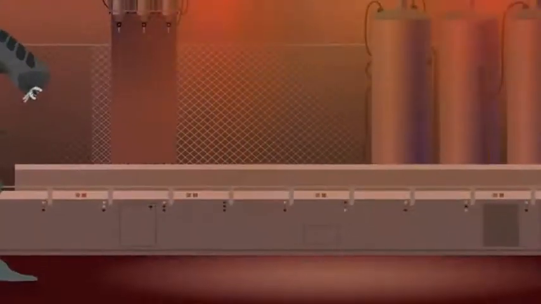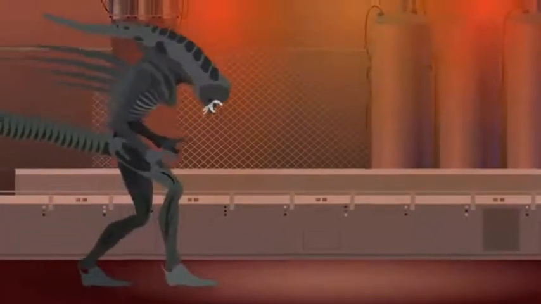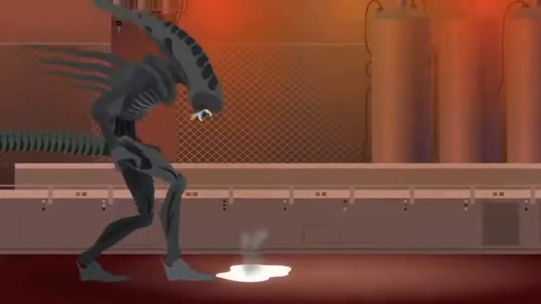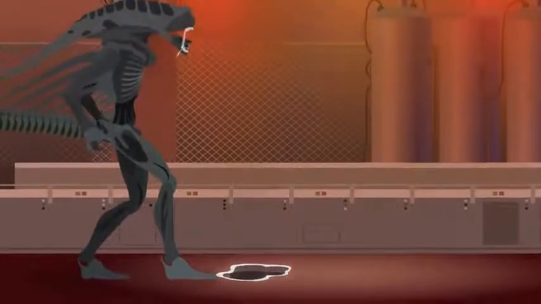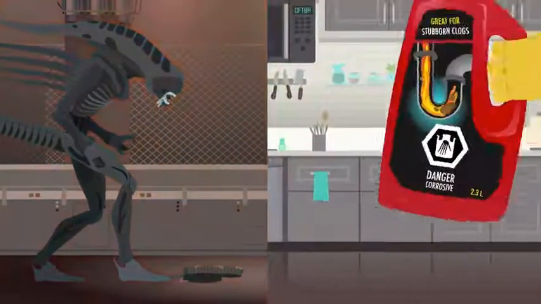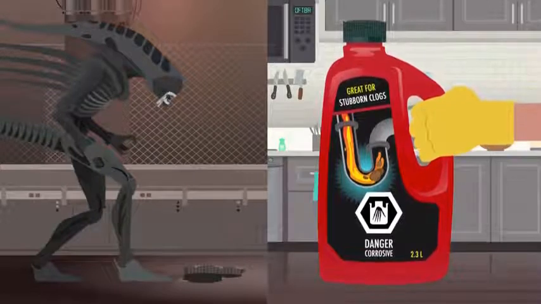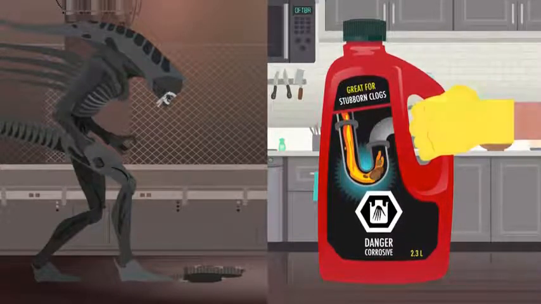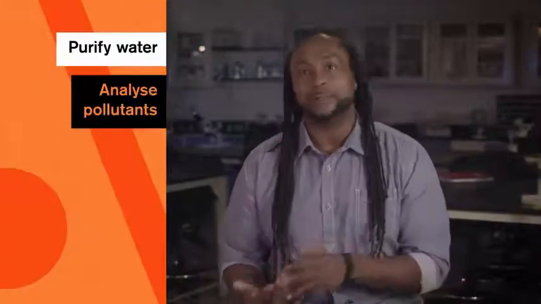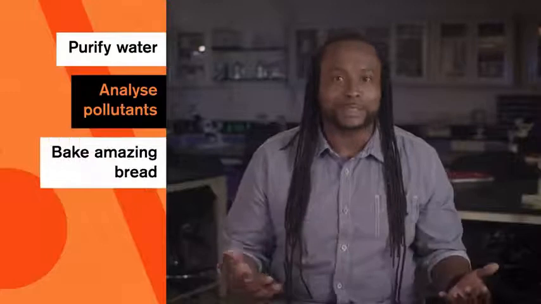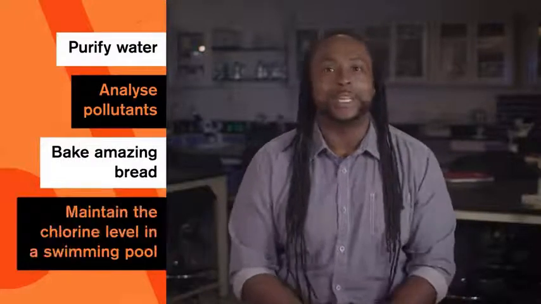In action movies and comic books, acids are basically villains. They eat through walls, they cause bad guy origin stories, and pose dangers to the public. Bases, especially strong ones, have the same reputation. Some cleaning products are bases that need to be handled with gloves so they don't damage our skin. But acids and bases actually have lots of cool properties that, when understood and handled safely, allow us to purify water, analyze pollutants, bake amazing loaves of bread, or even maintain the chlorine level in a swimming pool.